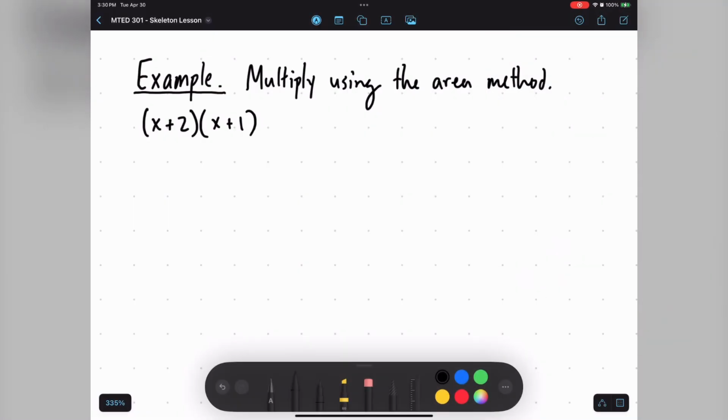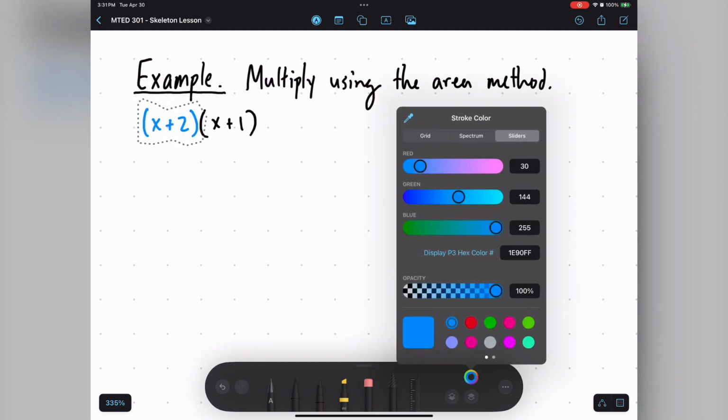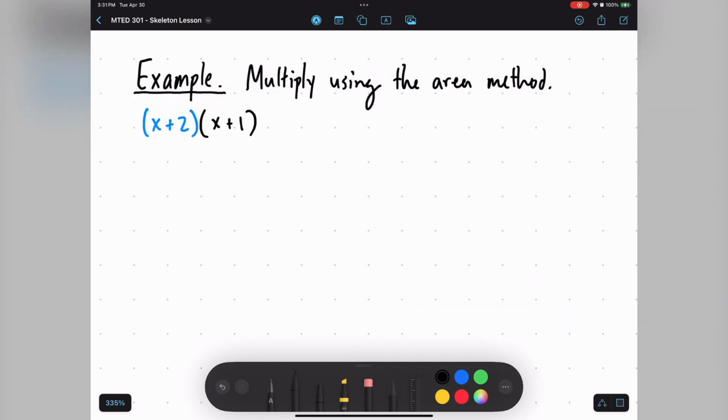Alrighty, so now that we've covered area tiles, we're going to jump into this first example here. x plus 2 times x plus 1. So I'm just going to color x plus 2 something different. And now I'm going to draw my tiles for x plus 2. So I'm going to start with my x area tile.